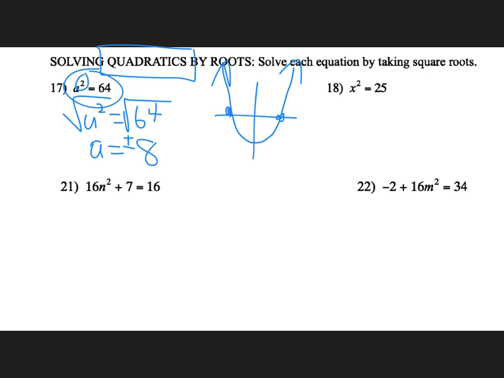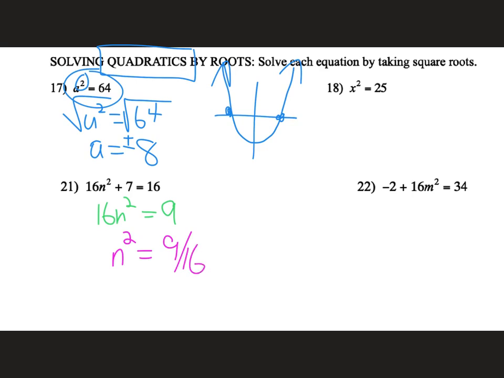All right, I wanted to talk about 21 and 22 because they looked a little bit scary. Treat them like linear equations at the beginning. So let's get 16n squared alone first. So subtract 7 from both sides, you get 9. Now let's get n squared by itself. That's 16 times n squared. In order to untimes, you divide. So that's 9 over 16. And now we have the n squared by itself.